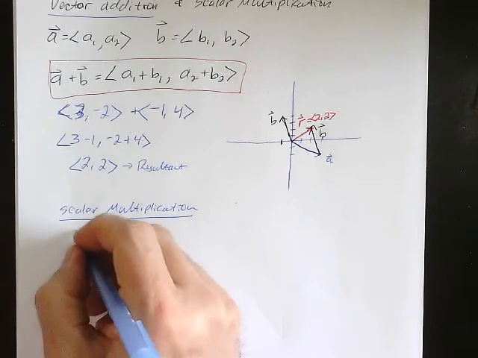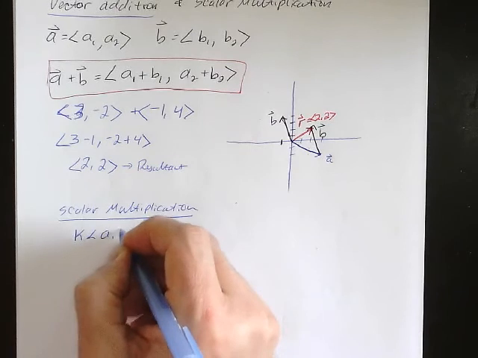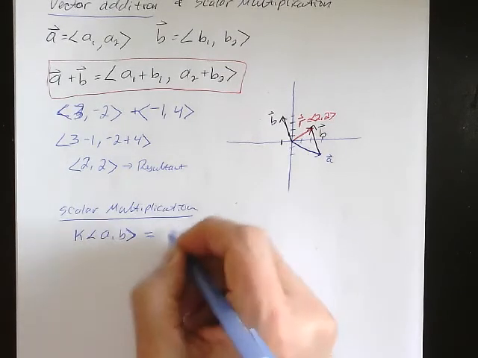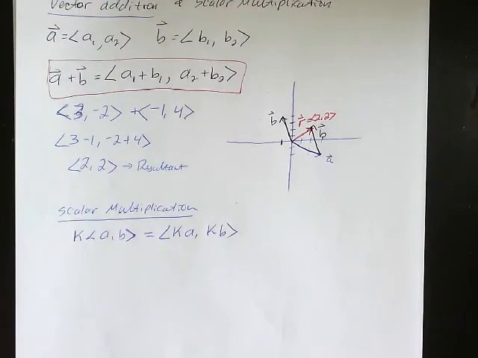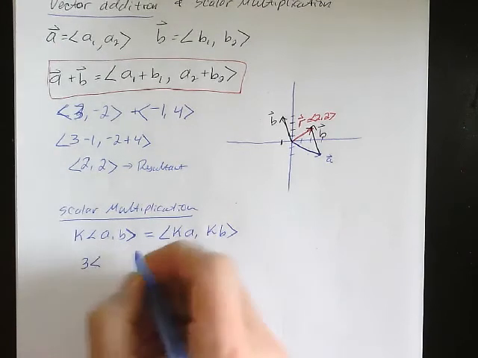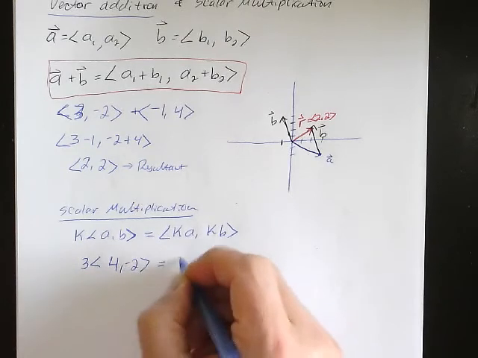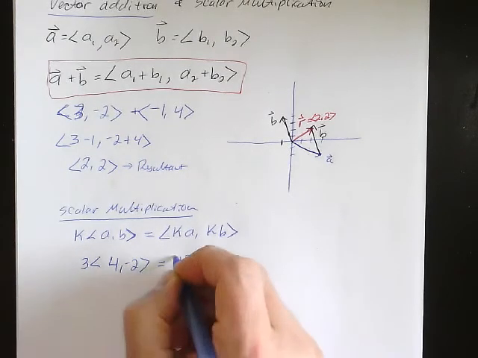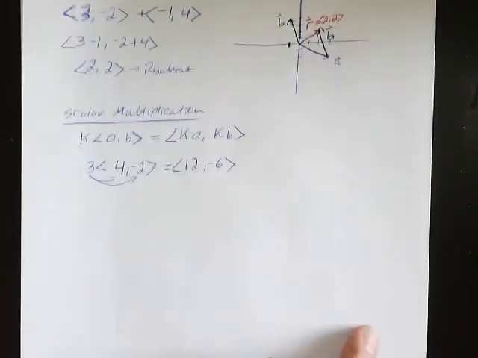Scalar multiplication simply says if you have k times a vector a, b, this is ka, kb. So if we were to have like 3 times the vector 4, negative 2, this would become 12, negative 6. It really is as simple as distributing for scalar multiplication.